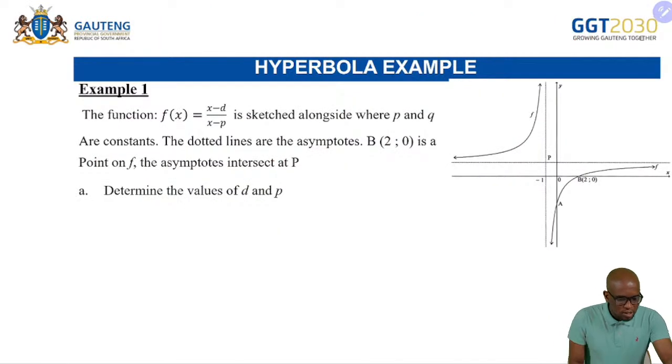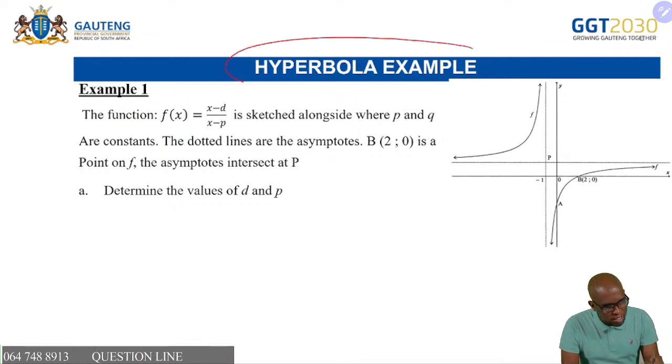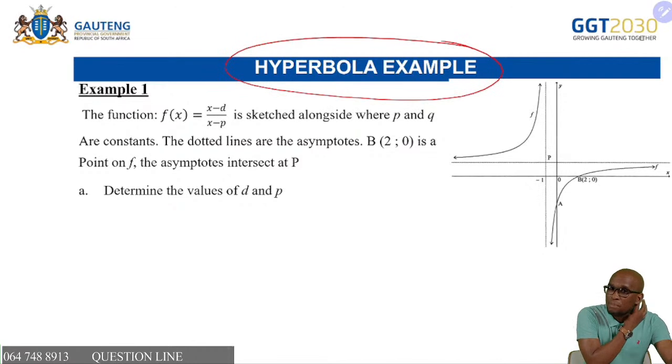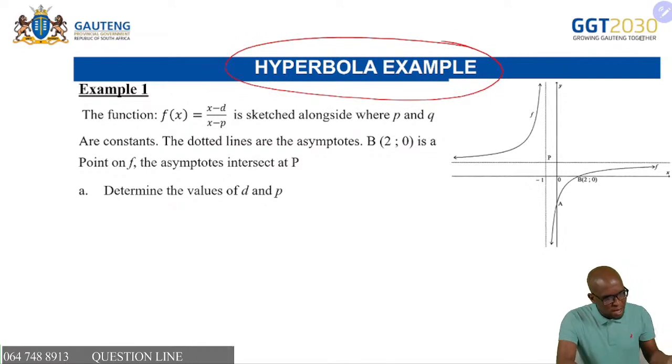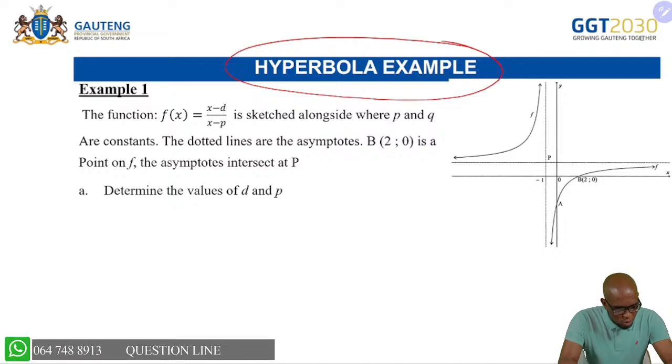Right, now let us look at an example on these functions. Our examples start with a rectangular hyperbola or a hyperbolic function. If you look at the question here, it says the function f of x is (x minus d) over (x minus p), sketched alongside, where p and d are constants. The dotted lines are the asymptotes. B(2; 0) is a point on f.